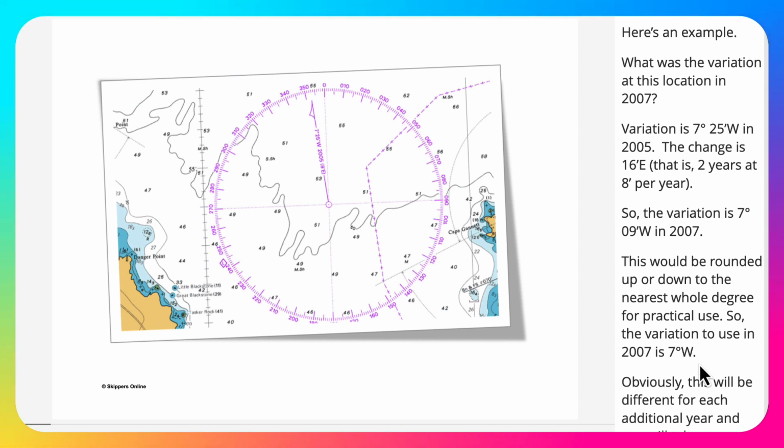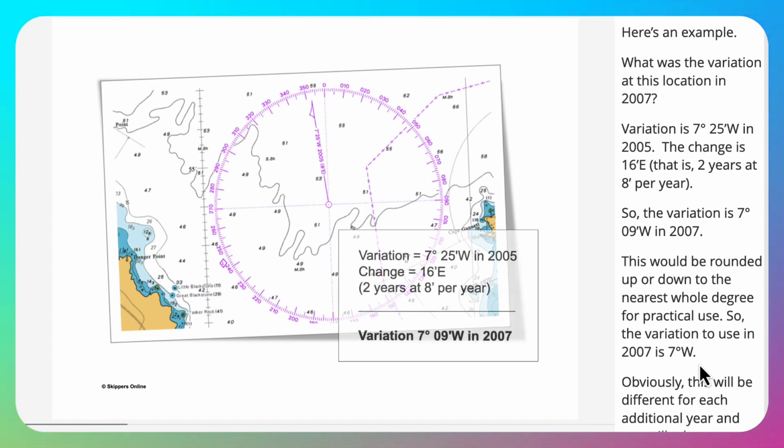Here's an example. What was the variation at this location in 2007? Variation is 7 degrees 25 minutes west in 2005. The change is 16 minutes east, that is 2 years at 8 minutes per year. So the variation is 7 degrees 09 minutes west in 2007.